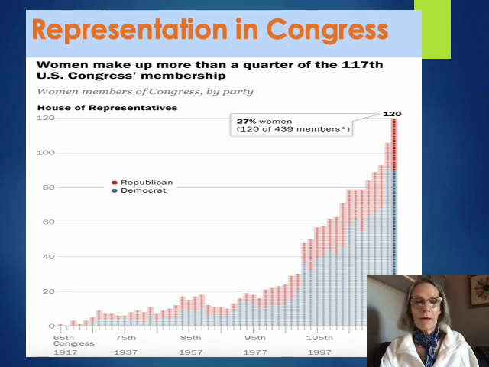This is a similar way of looking at this, but it just shows women's representation in Congress from 1917. And this is where we are today. This is the 117th Congress, and as we've noted, 27% of the members of Congress are women. Then it breaks down. You can see that, not surprisingly, the vast majority of women in Congress affiliate with the Democratic Party. But there's a significant number of women who are Republican lawmakers as well.